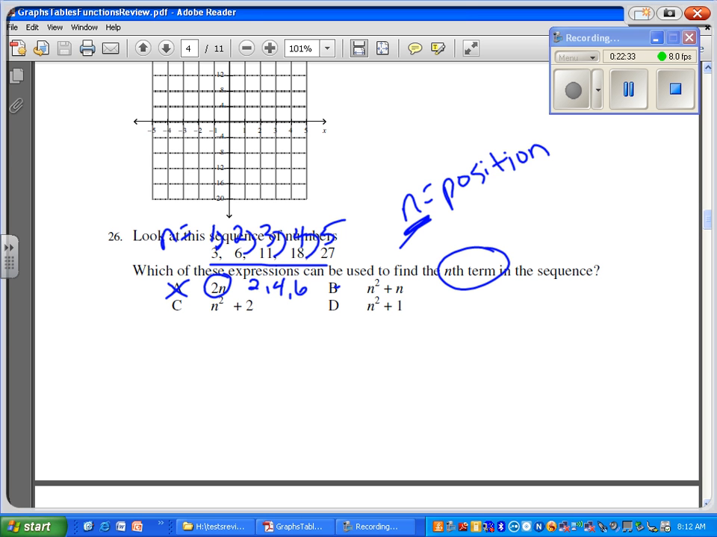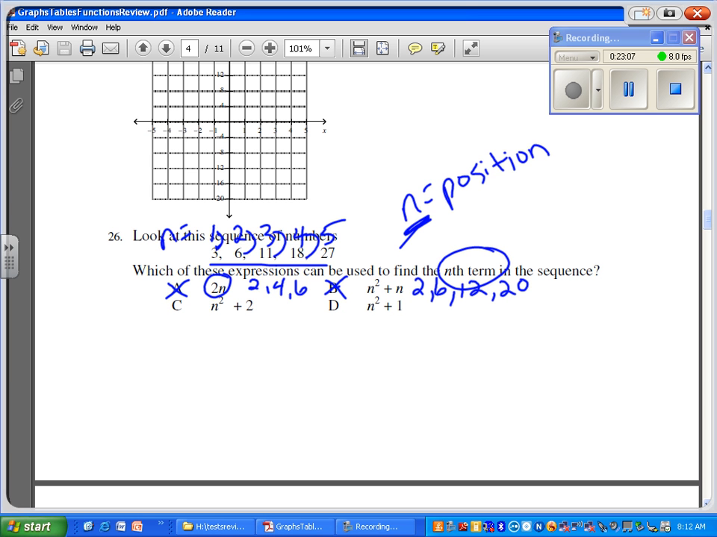So for letter B, if I plug in 1 for n, in the first position, what number belongs there? So just solve this expression. 1 squared is 1, plus 1 is 2. In the second position, n is 2. 2 squared is 4, plus 2 is 6. In the third position, 3 squared is 9, plus 3 is 12. 4 squared is 16, plus 4 is 20. So obviously I know that this sequence is not the one I'm looking for.